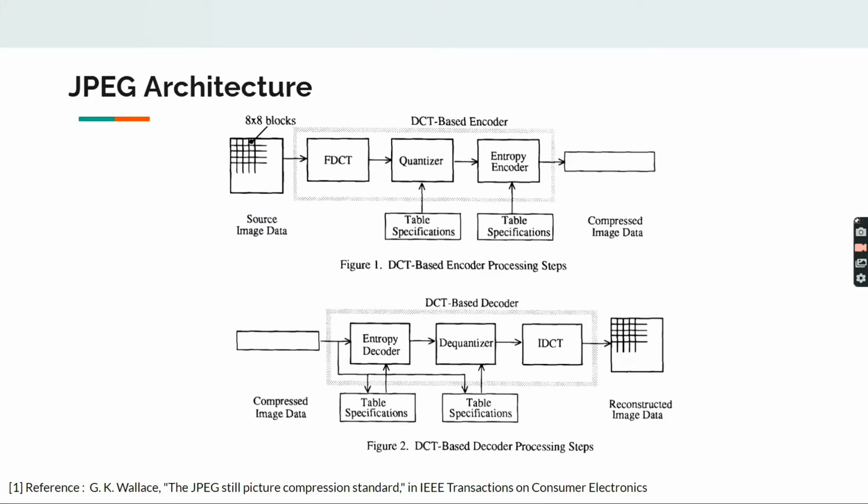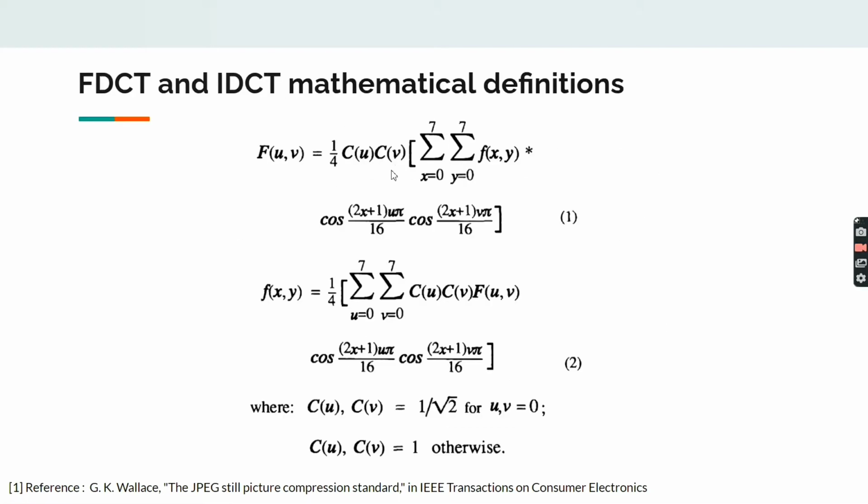Source picture samples are clustered into 8x8 blocks at the encoder's input, shifted from unsigned integers with range 0 to 2^p minus 1 to signed integers with range minus 2^(p-1) to 2^(p-1) minus 1, and fed into the forward DCT or FDCT. The inverse DCT or IDCT delivers 8x8 sample blocks at the decoder's output to form the reconstructed image. The idealized mathematical formulas of the 8x8 FDCT and 8x8 IDCT are as follows.